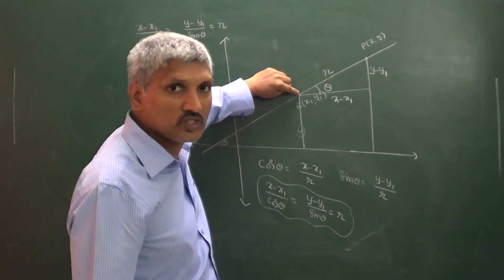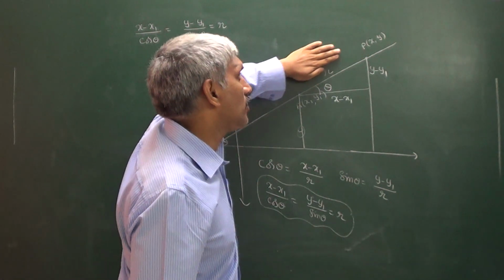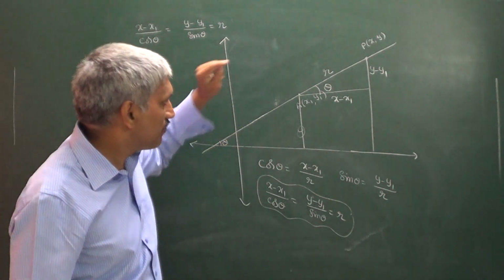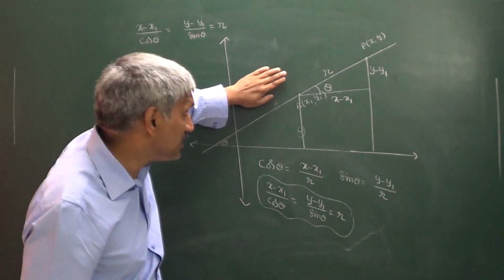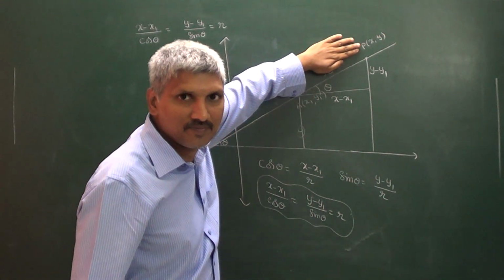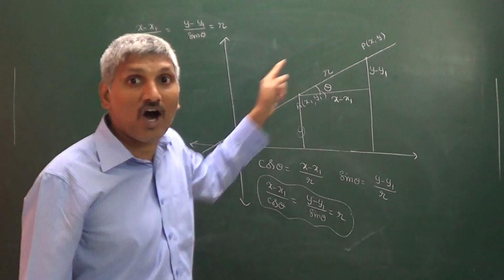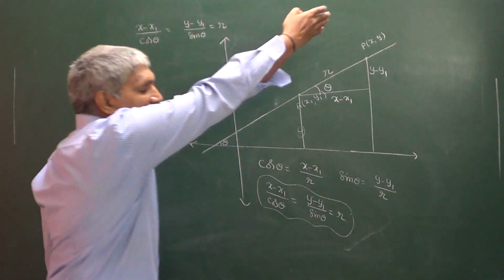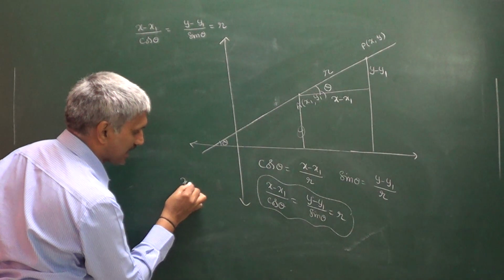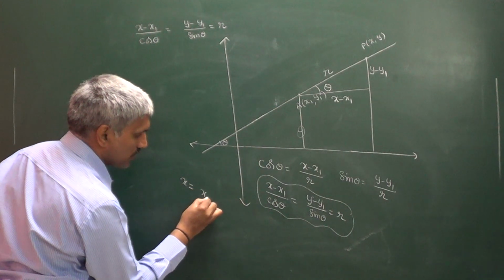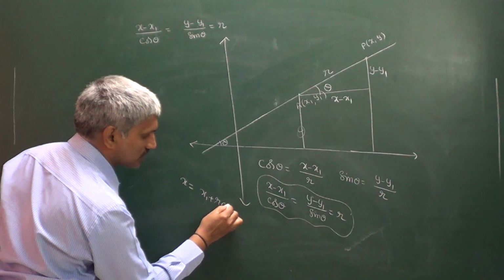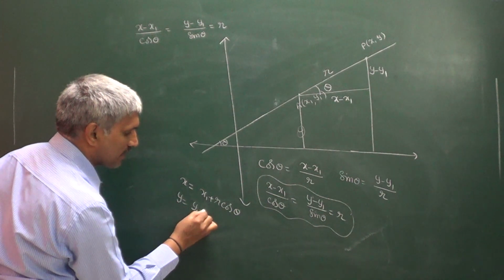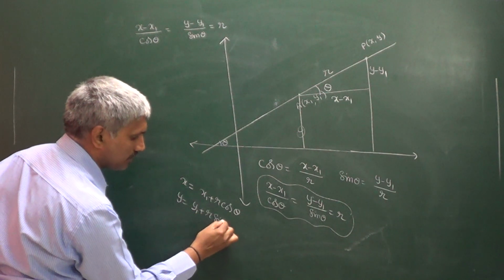From a point x1, y1, at a distance of r units on a line whose inclination is theta, there is a point possible. Then the coordinates of that point are given by x is equal to x1 plus r cos theta, and y is equal to y1 plus r sin theta.